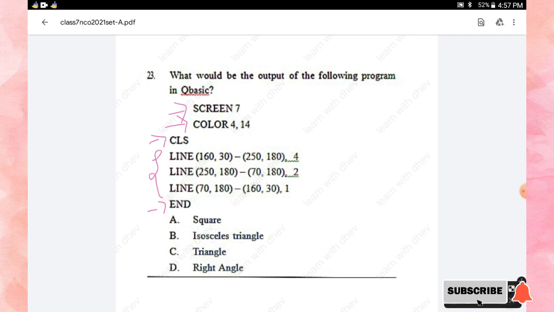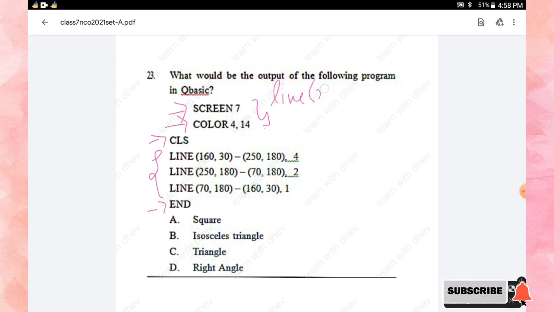When you execute this program, you will get graphics as an output, isn't it? Whenever you are executing a program with graphics as an output, you must use these two statements at the start of the program itself, right? Screen and color statements. That's why they have given these two statements at the top. Then afterwards they have given the clear statement. Then they have used the line statement. Now I'll tell you what the syntax for the line statement is.